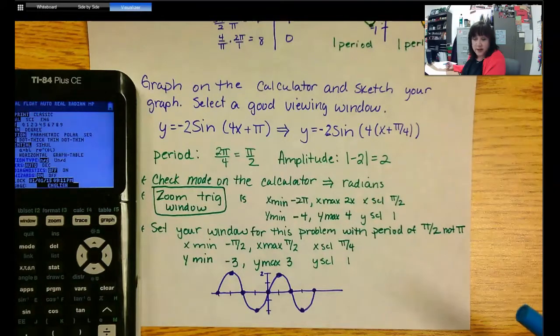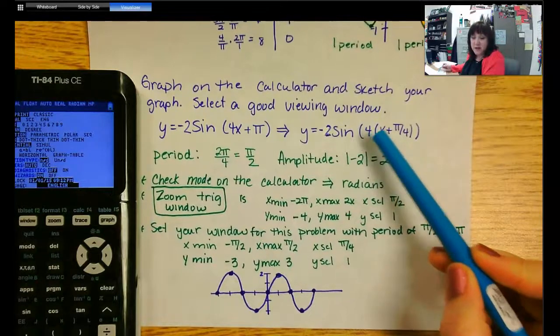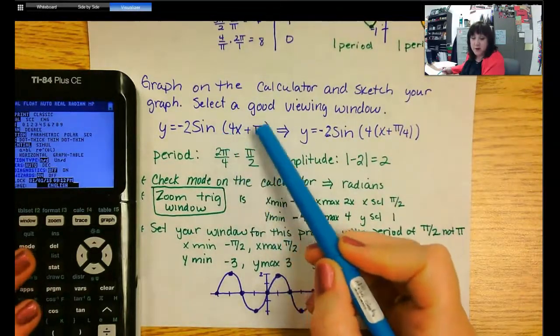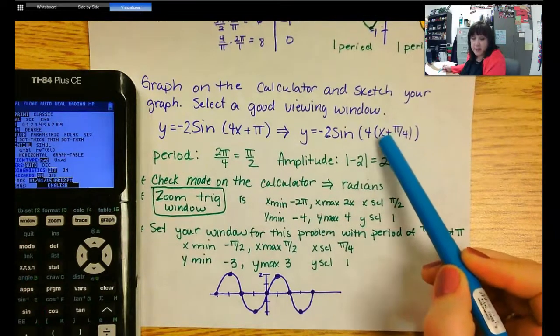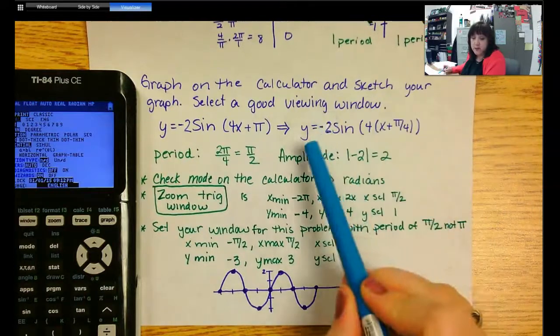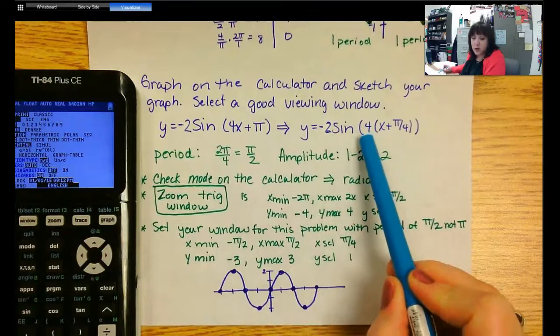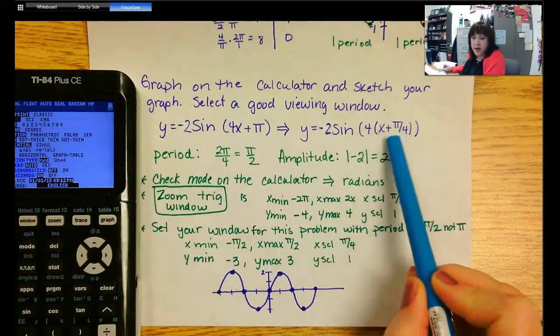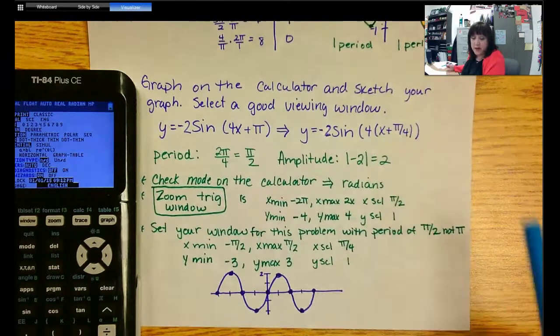Now, as with everything else we've ever done in graphing, we always isolate the b value. So I'm going to divide this by 4 and this by 4. That leaves me with the 4 pulled out, and x plus pi over 4 inside, which means we have a reflection over the x-axis, a vertical shift by 2, a horizontal compression by 1/4, and a horizontal translation to the left pi over 4. So there's a lot going on with that graph.